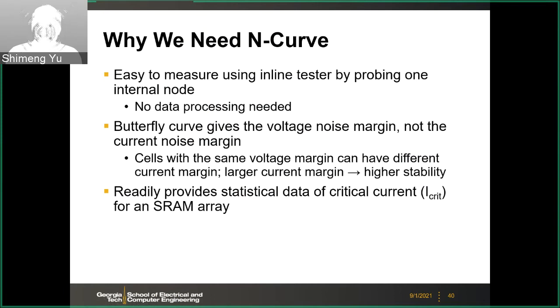That means you have to probe two nodes and then monitor the change of the other node. And then after that, you get the butterfly curve, and then you need to do the post processing. I rotate the axis. And after a few steps, then finally you can get this butterfly curve noise margin. So it's not straightforward. And here we are going to introduce a more straightforward way to look at the static noise margin.